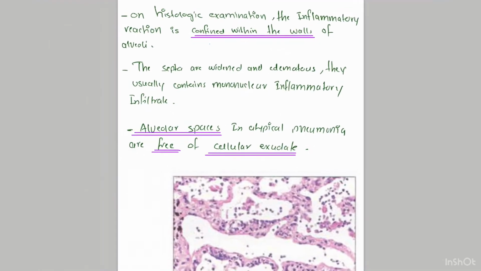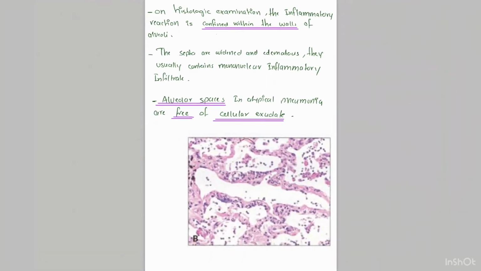On histological examination, the inflammatory reaction is confined within the wall of alveoli. That means here we have the alveoli and here the wall of alveoli; inflammation and inflammatory cells are always within the wall. The septa are widened and edematous. They usually contain mononuclear inflammatory infiltrates. That means the septa separating the alveoli contain inflammatory cells, mostly mononuclear, such as lymphocytes or plasma cells.